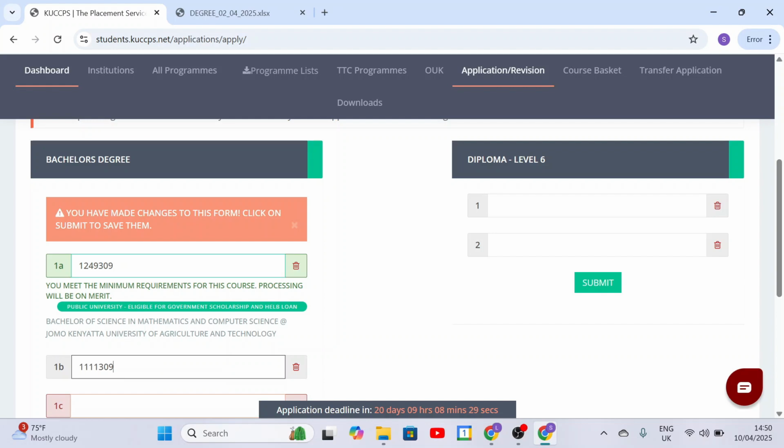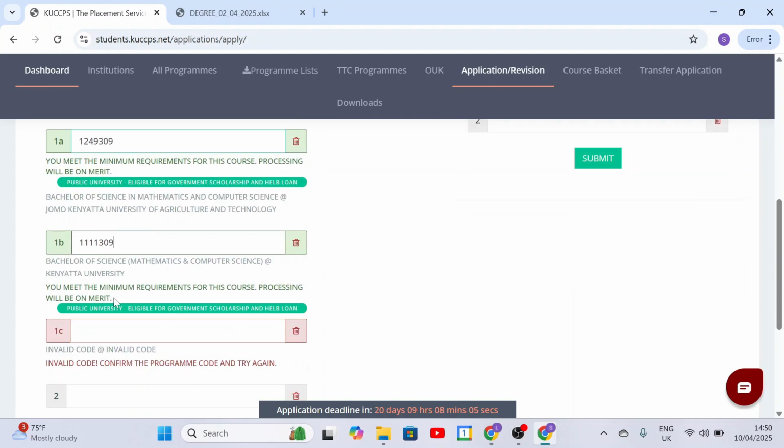For instance, any code that has these triple, is it triple? It's not triple. 4 ones. Actually, the first 5 numbers represent the code of the institution. So any course from Kenyatta University will be 1113. Then 09 is basically the number of that course in that university.